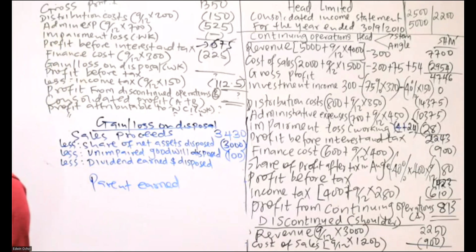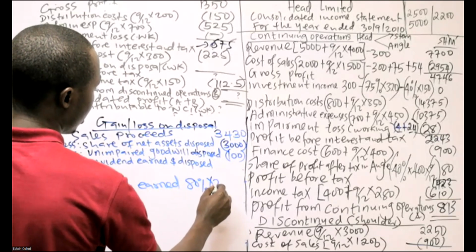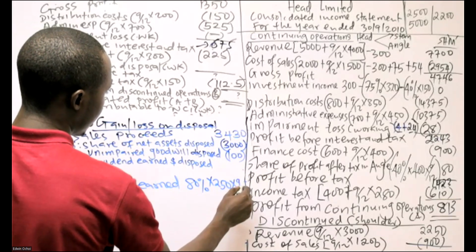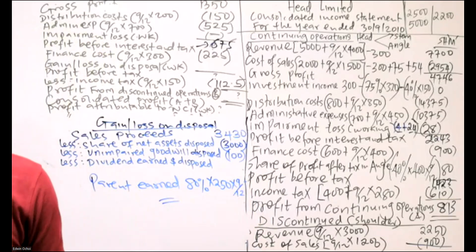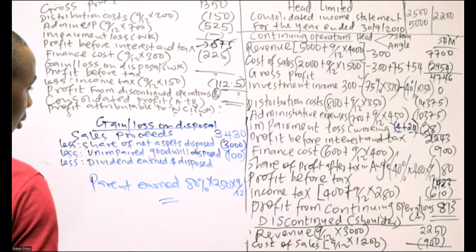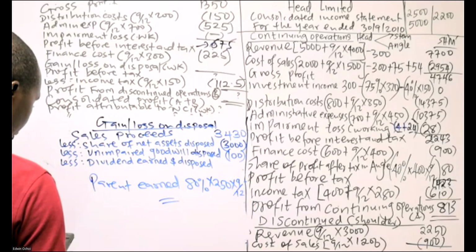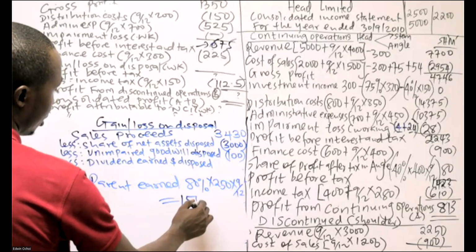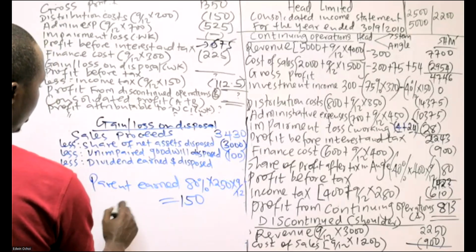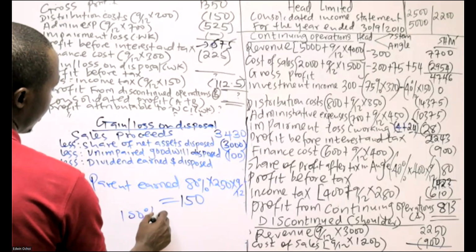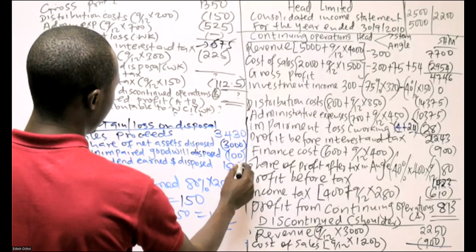So the parent earned 80% of that 250 for 9 months. So what do you have? 0.8 times 250 times 9 over 12, that is 150. And that is what they disposed. They disposed everything because it was 100% of the 150. So just 150. That is what they disposed.